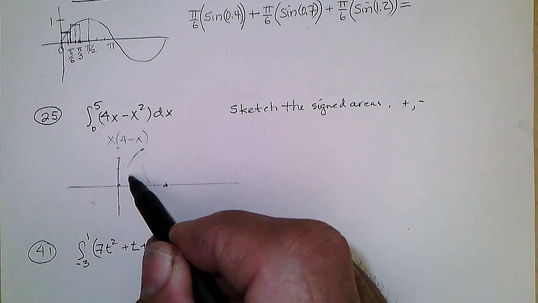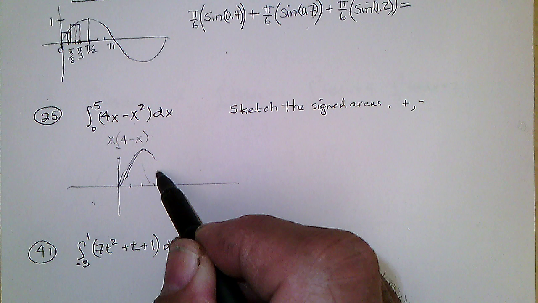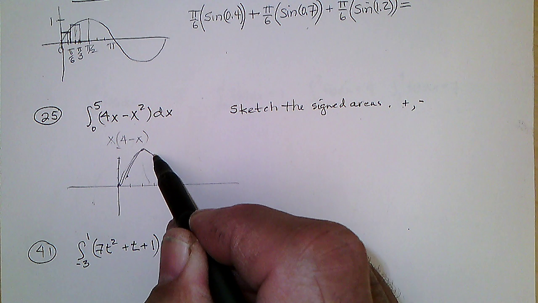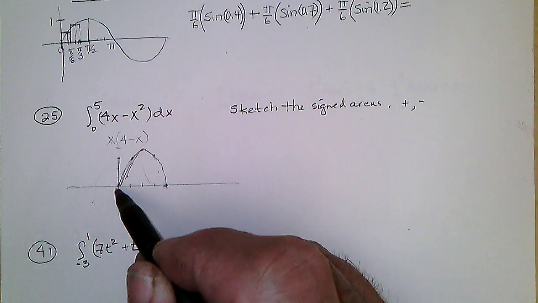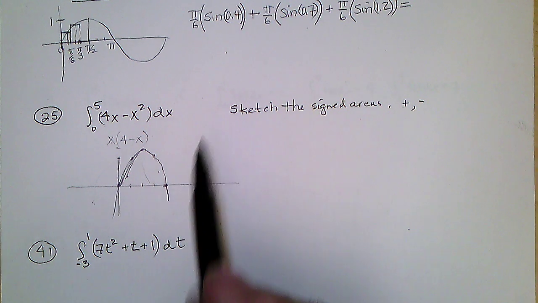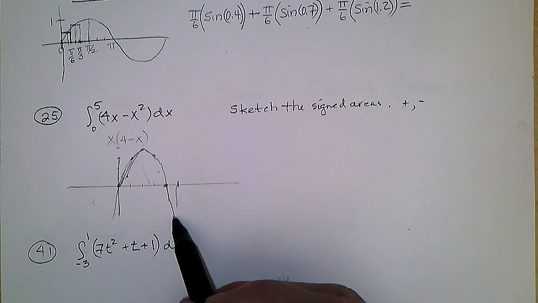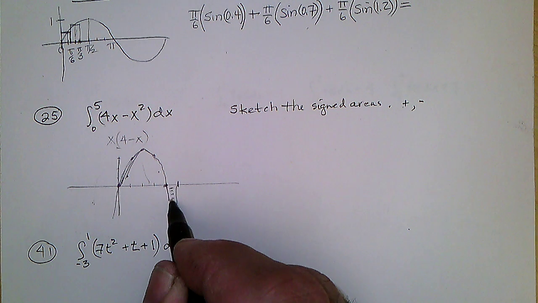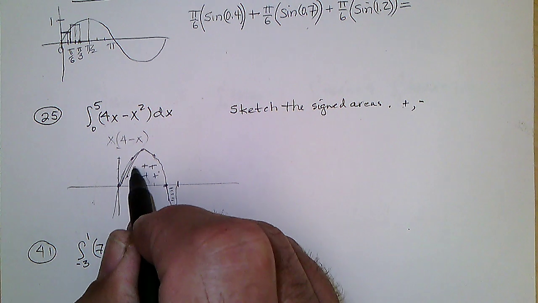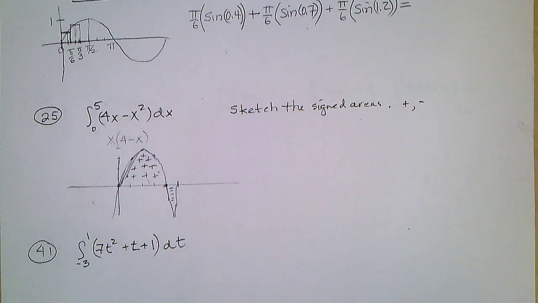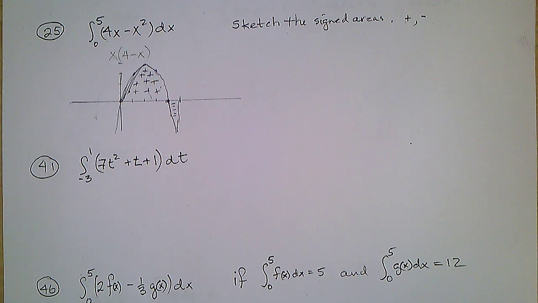And it'll come down to 1 above it. Something like this. 1 down, and then 4 down when I go 2 out, and so on. And if I'm going from 0 to 5, I've got negative area here and positive area here. Okay, that's all they wanted me to do on that one.